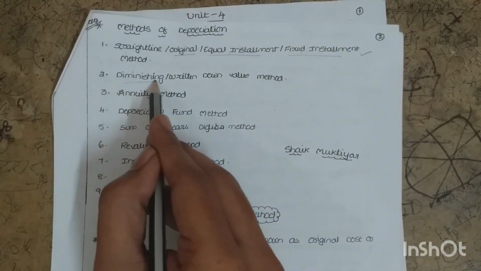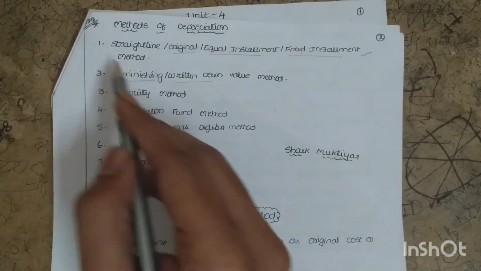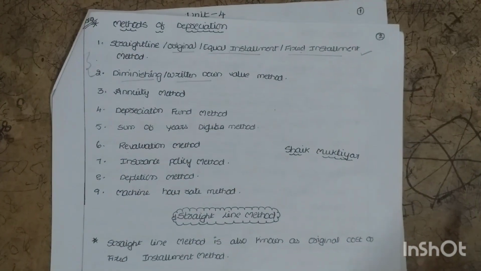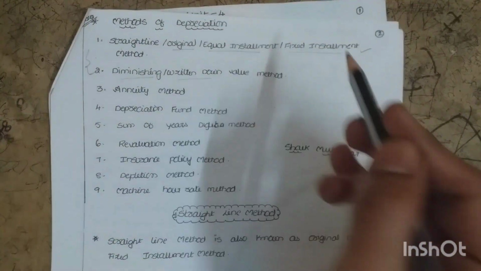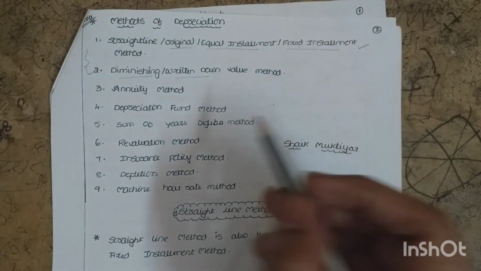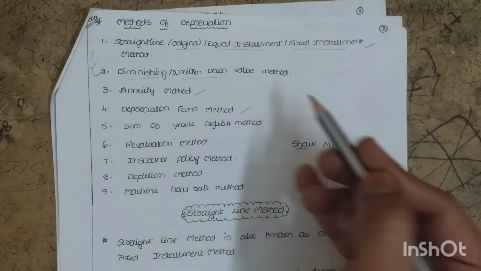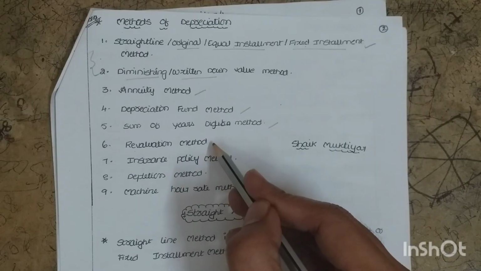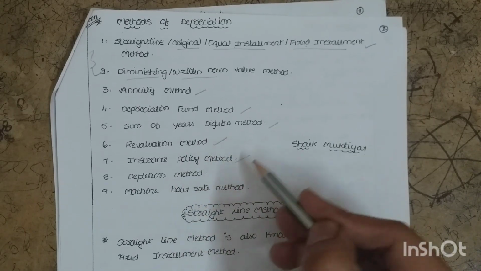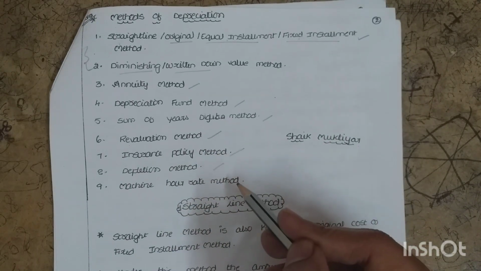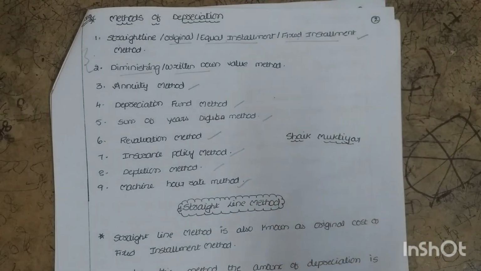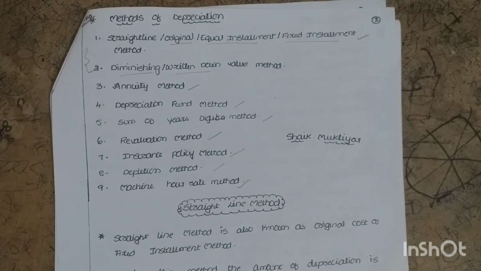Next is the diminishing balance method or written down value method. These two methods are important from the examination point of view. The remaining ones you just have to learn from the theoretical point of view. The others are the annuity method, depreciation fund method, sum of years digit method, revaluation method, insurance policy method, depletion method, and machine hour rate method. These are the 9 methods for the calculation of depreciation.